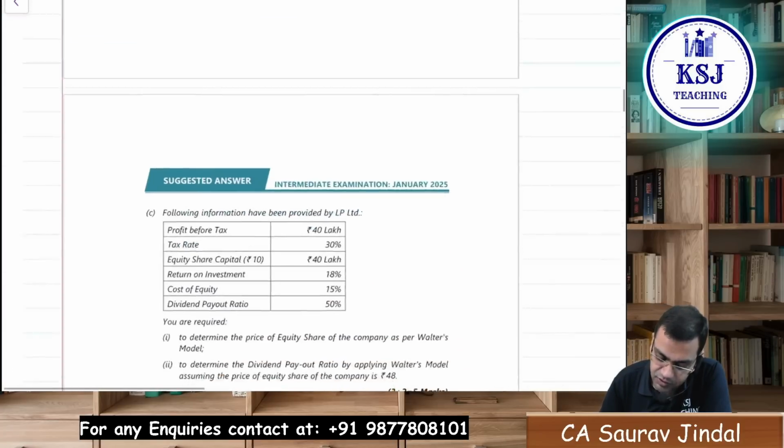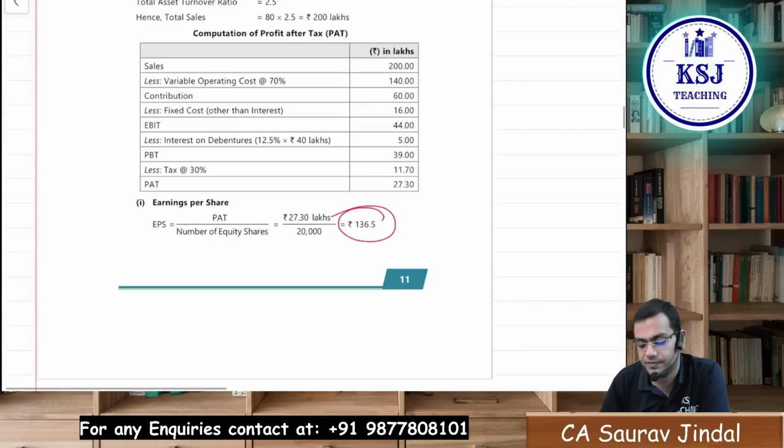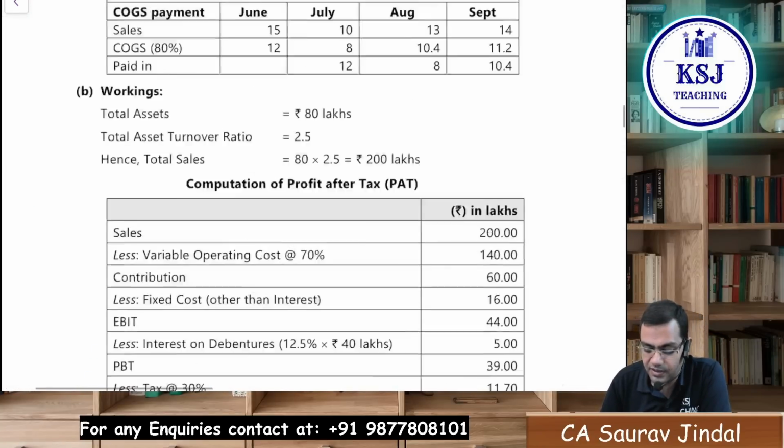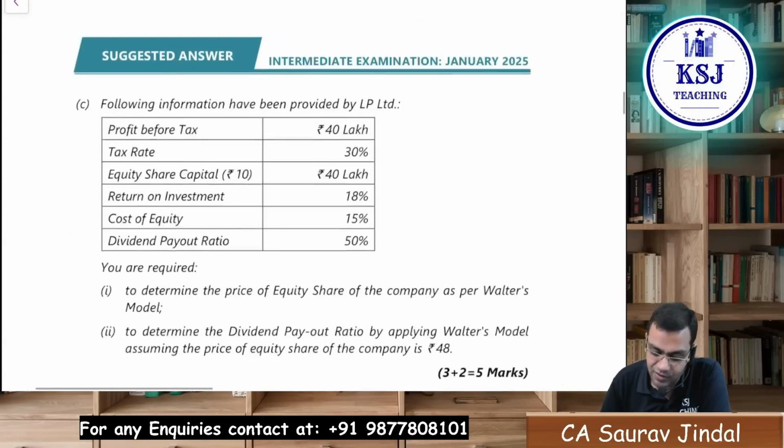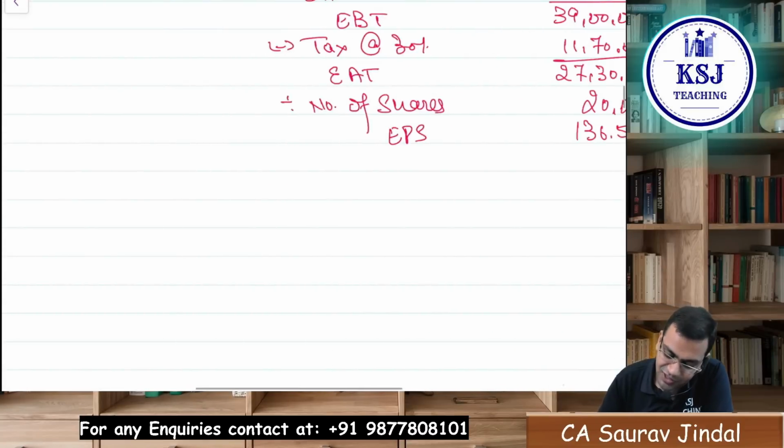136.5. This should be your EPS. 136.5, sir. You just have to prepare this statement. Then can you calculate operating leverage, financial leverage? Yes, sir. Operating leverage will be what?